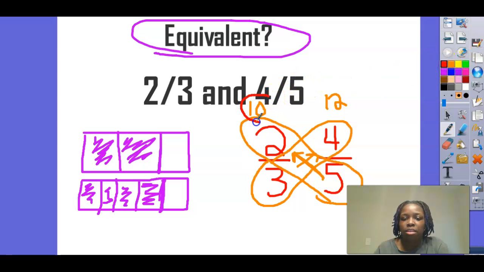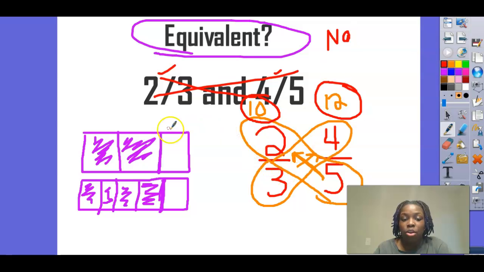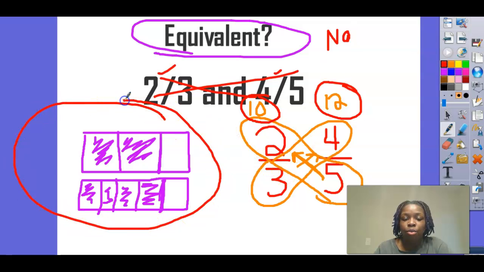I'm looking at 10 and I'm looking at 12. And I know 10 and 12 are not the same number, right? So that means I know that they're not equivalent. 10 and 12 are not equivalent. So that means 2/3 and 4/5 are not equivalent. So no, they're not equivalent. All right. So we can draw it out to figure out if they're equivalent or not, which obviously I saw that they're not equivalent. Or we can use this strategy called the butterfly method to see if they're equivalent.